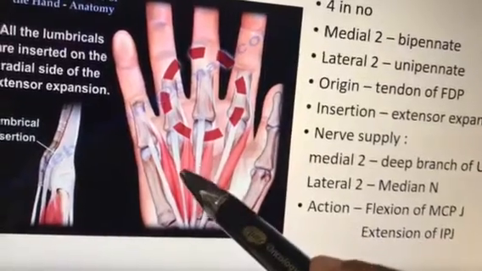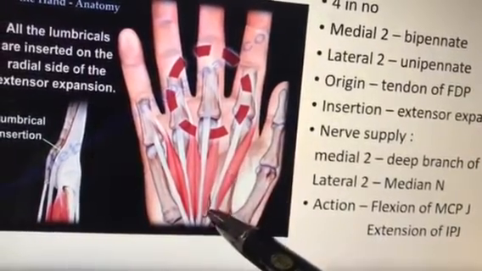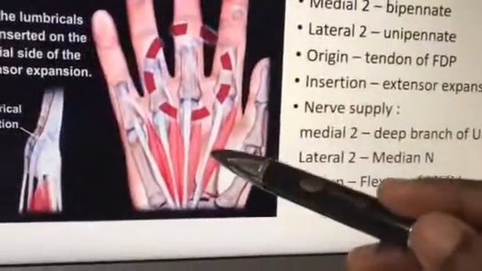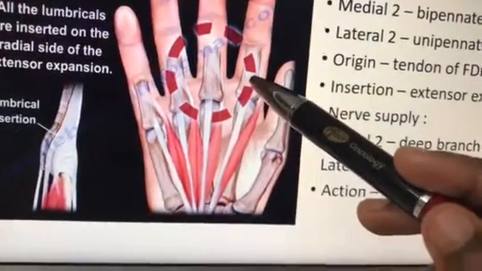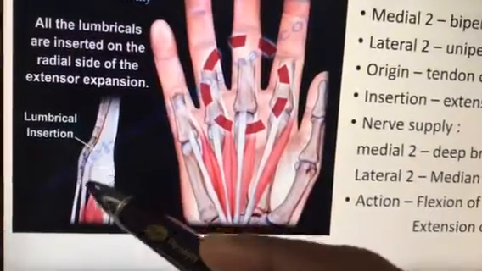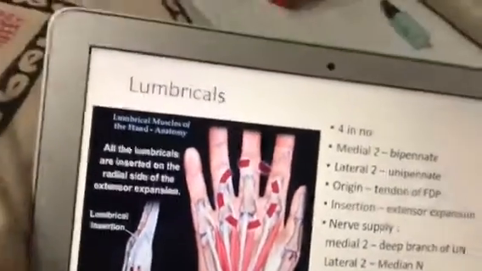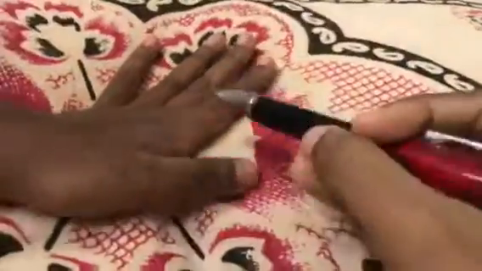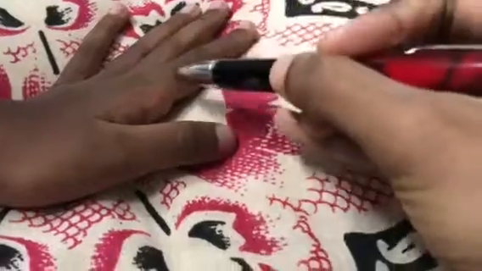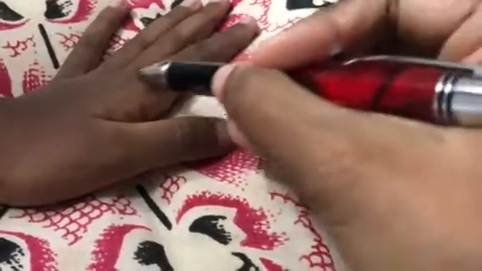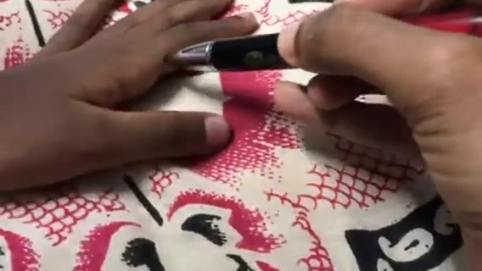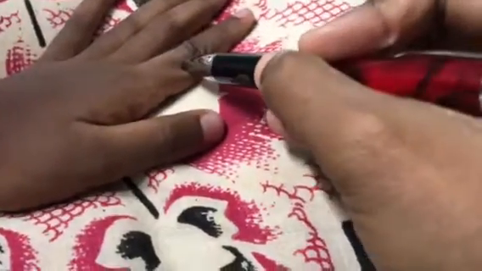And then next, lumbricals originate from the flexor digitorum profundus tendon, and they get inserted into the extensor expansion. Here you have the dorsum of the hand. Here the extensor tendons are coming, and here they expand and form an expansion called the extensor expansion. So the lumbricals and the interossei, everything will be coming and inserted into the extensor expansion.